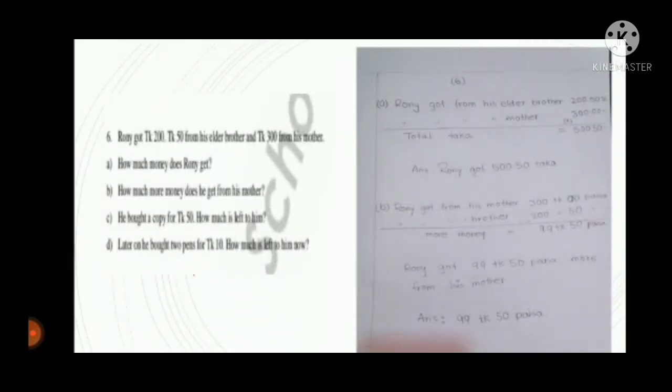Number C is, he bought a copy for 50 taka. How much is left to him? So, the answer is, we get from A, Ronnie got in total 500 taka 50 paisa and he bought a copy for 50 taka. So, we have to subtract again to find out the money which is left to him. We got 450 taka and 50 paisa.